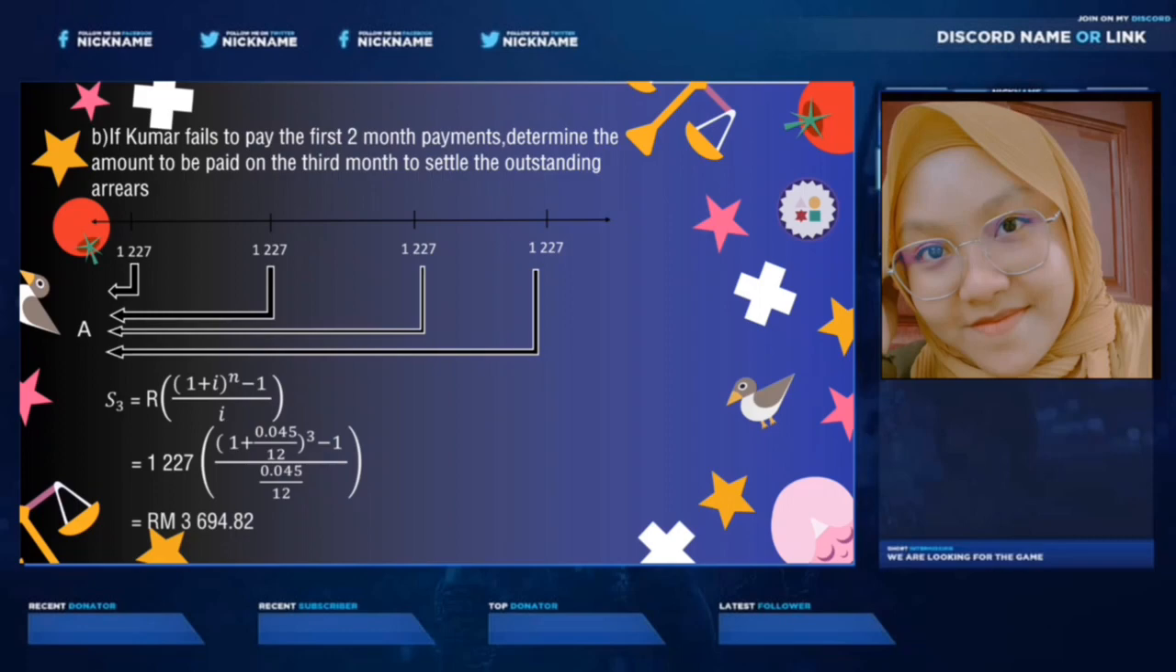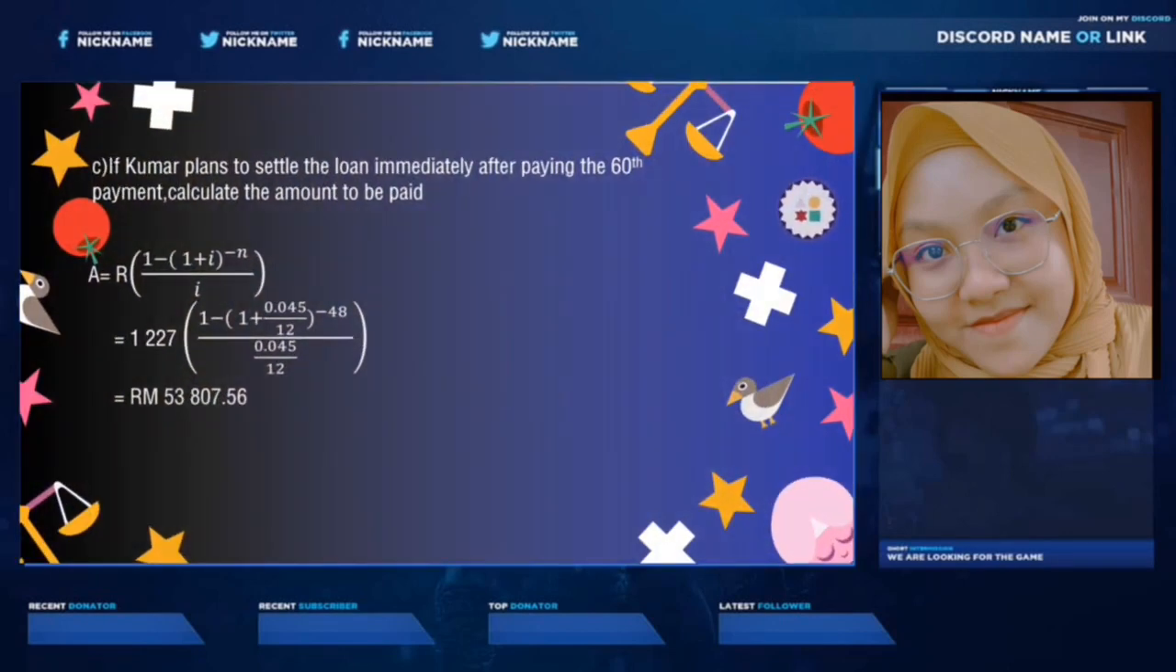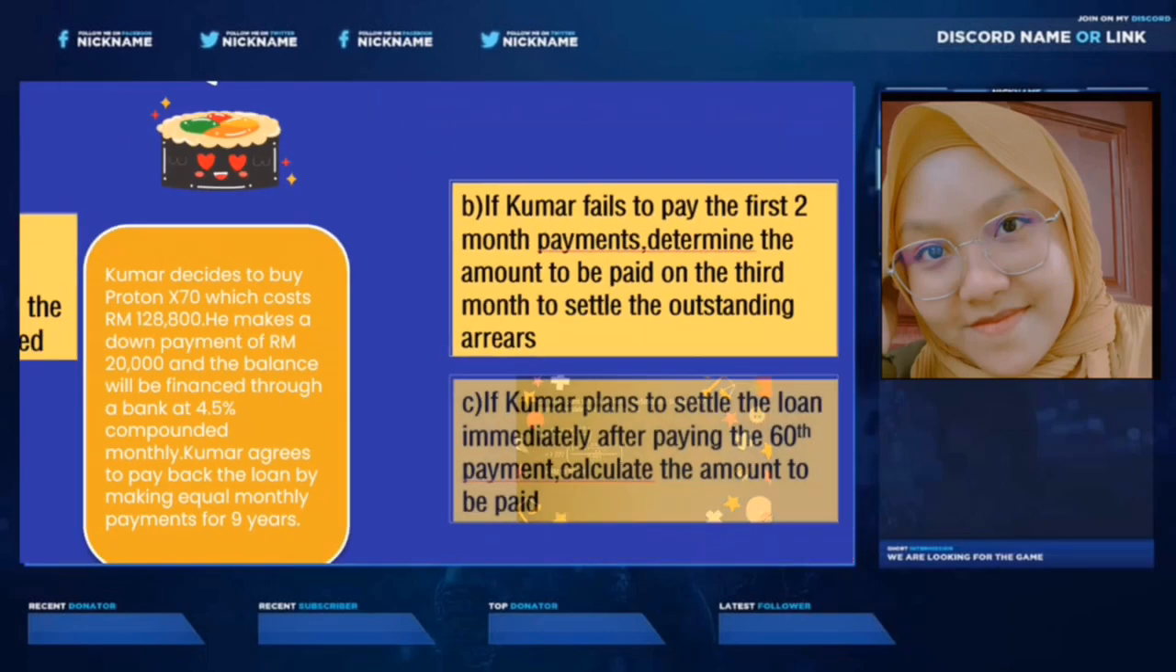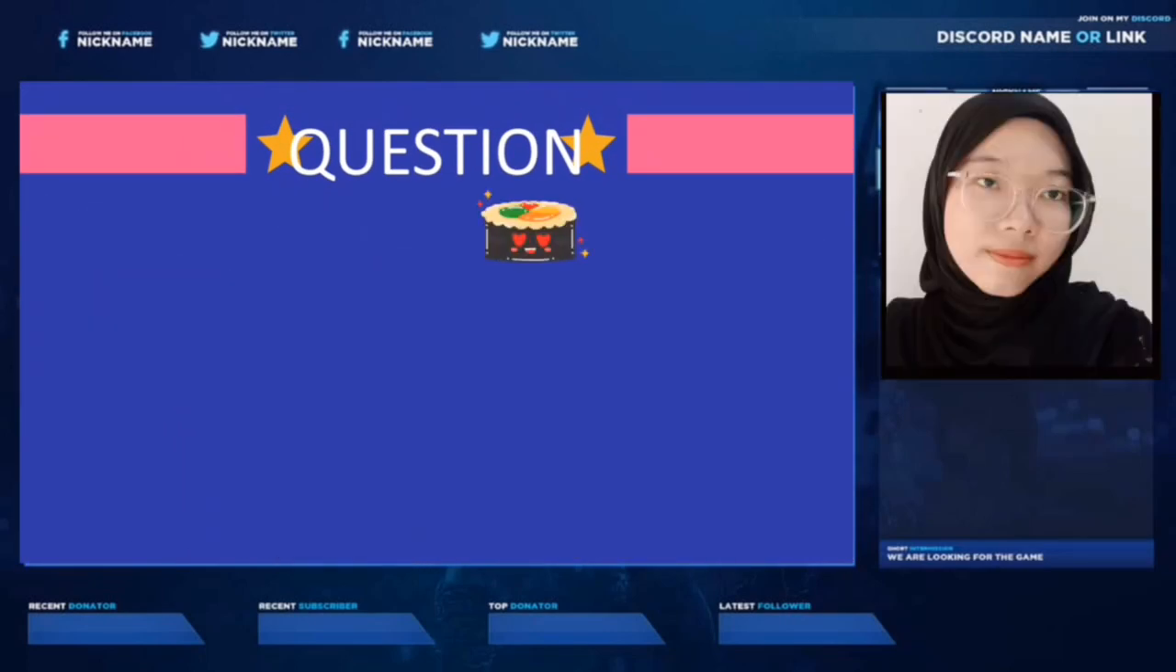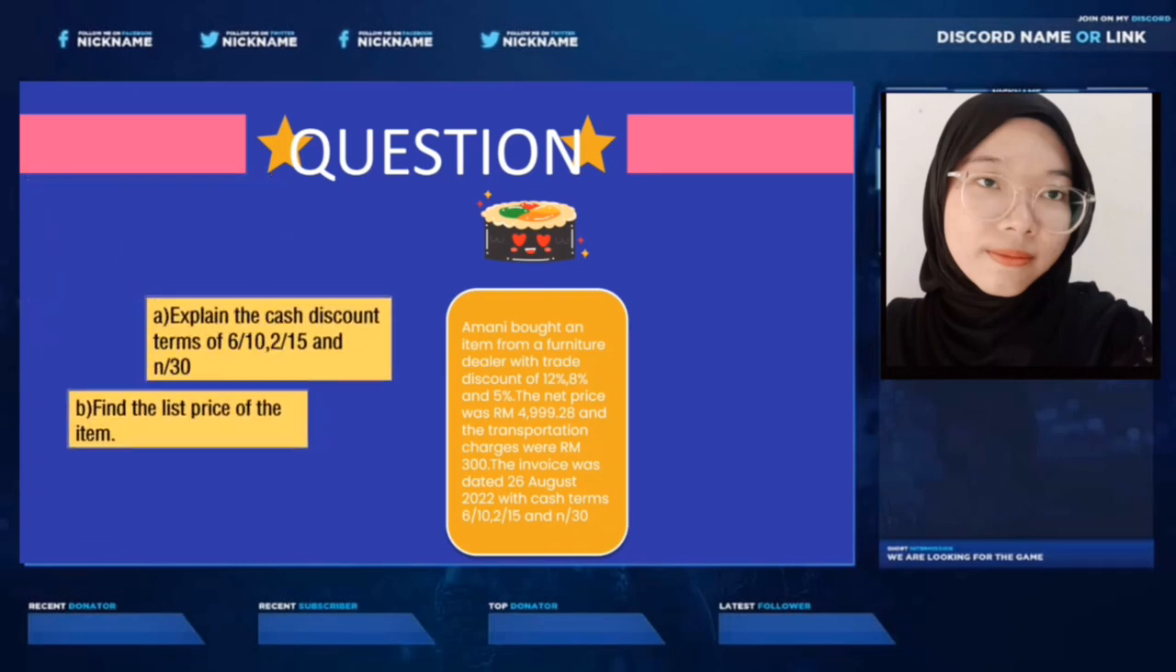C. If Kumar plans to settle the loan immediately after paying the 60th payment, calculate the amount to be paid. The formula is A equal R bracket 1 minus bracket 1 plus i bracket to the power of minus n, divided by i bracket. The answer is RM53,807.56.